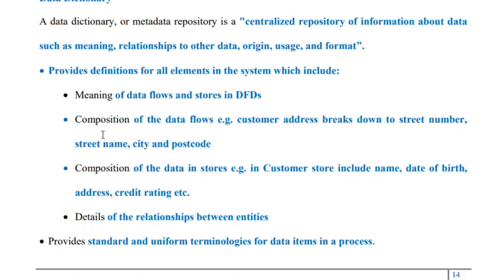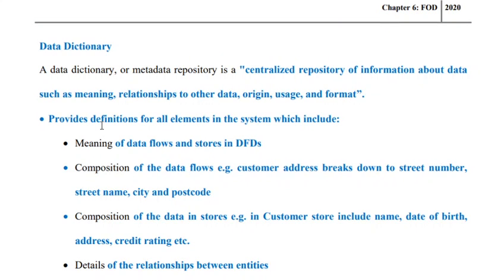Now, another important concept related to function-oriented design is called the data dictionary. A data dictionary, or metadata repository, is a centralized repository of information about data, containing information such as meaning, relationship to other data, origin, usage, and format. Now, data store is very much essential. Data store is a mechanism of creating a repository which holds the meaning of the data, the relationship of the data, origin, usage, and the format of the data, right?